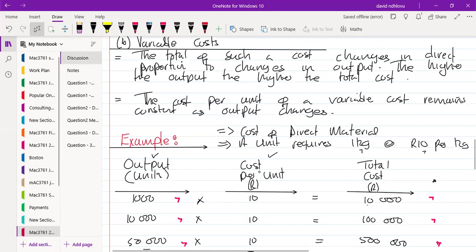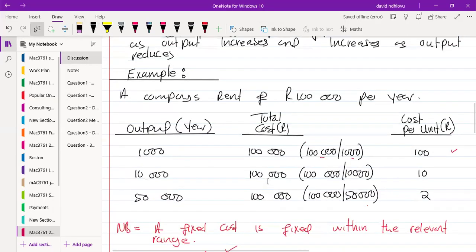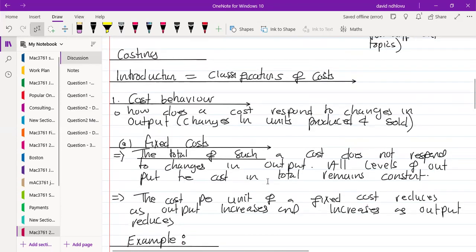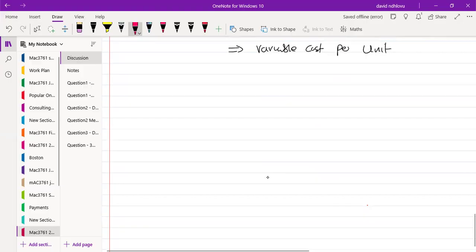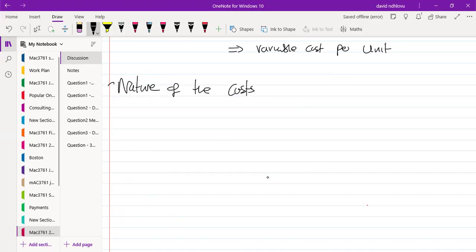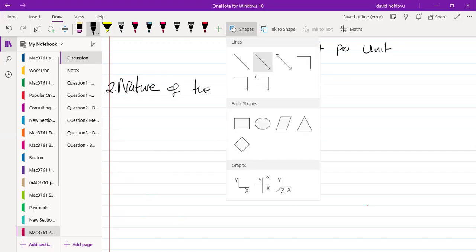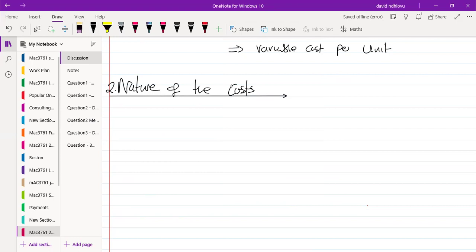Remember, we are still looking at what we call cost behavior. So what we have done is to look at one angle of cost behavior. There are three ways to look at cost behavior, classification of costs. Classification number one is cost behavior. So next we are going to look at classification of cost by nature of the cost. This is classification number two, classification of cost by the nature of the cost.